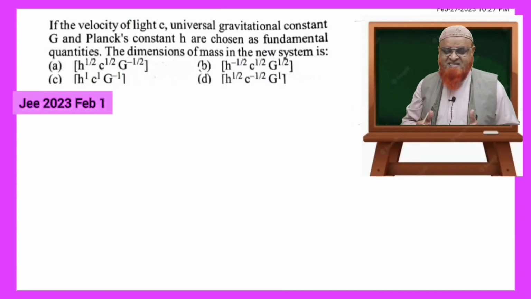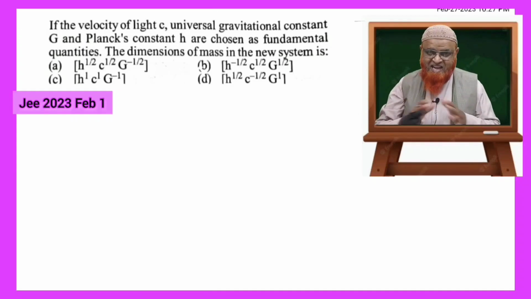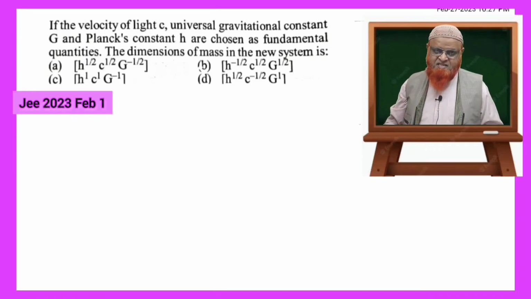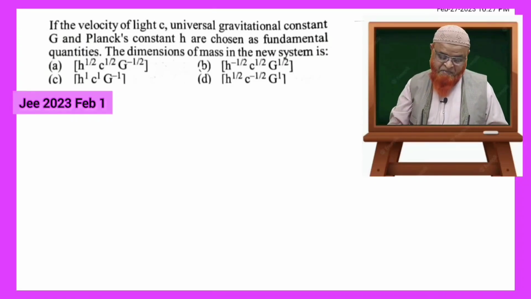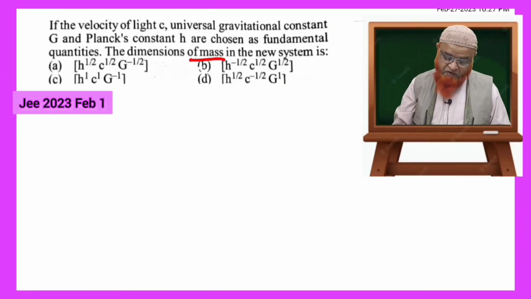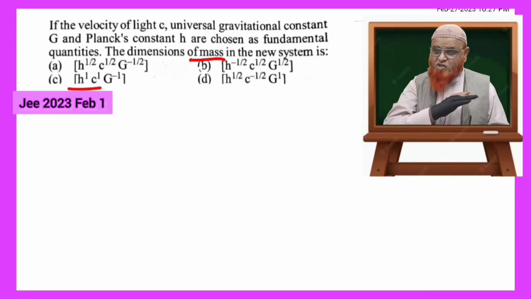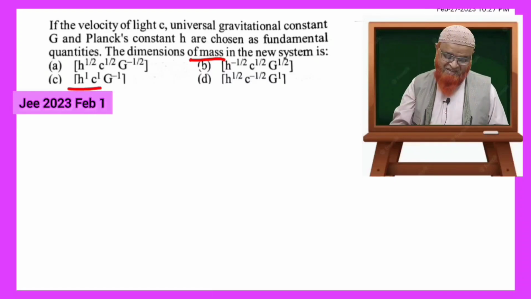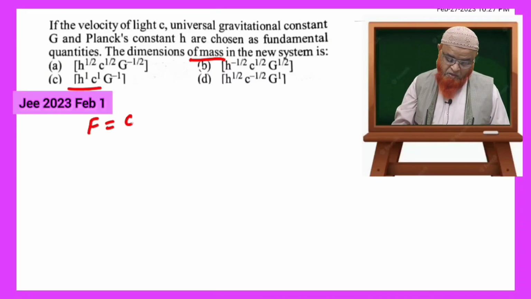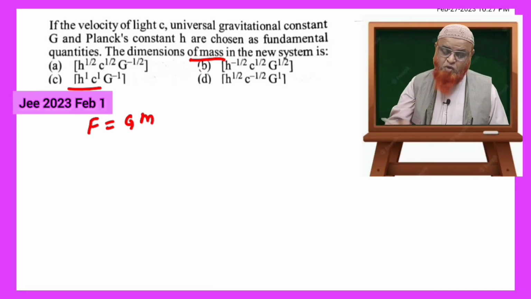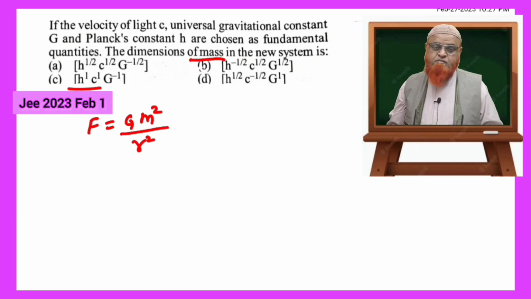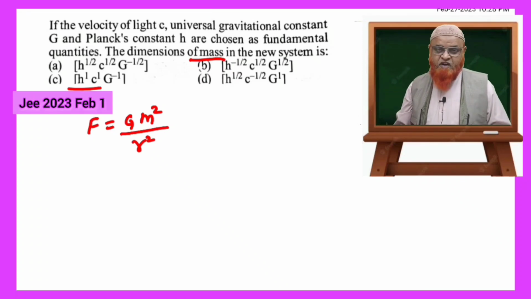Right. This is the problem we are discussing without using dimensional formulas here. So let us see how we are going to do this problem. He is asking us to find out the mass in terms of Planck's constant, velocity of light, and gravitational constant. Let us do this problem without using dimensional formulas in fraction of seconds. So F is equal to G m1 m2 by r square, which can be taken as m square by r square.